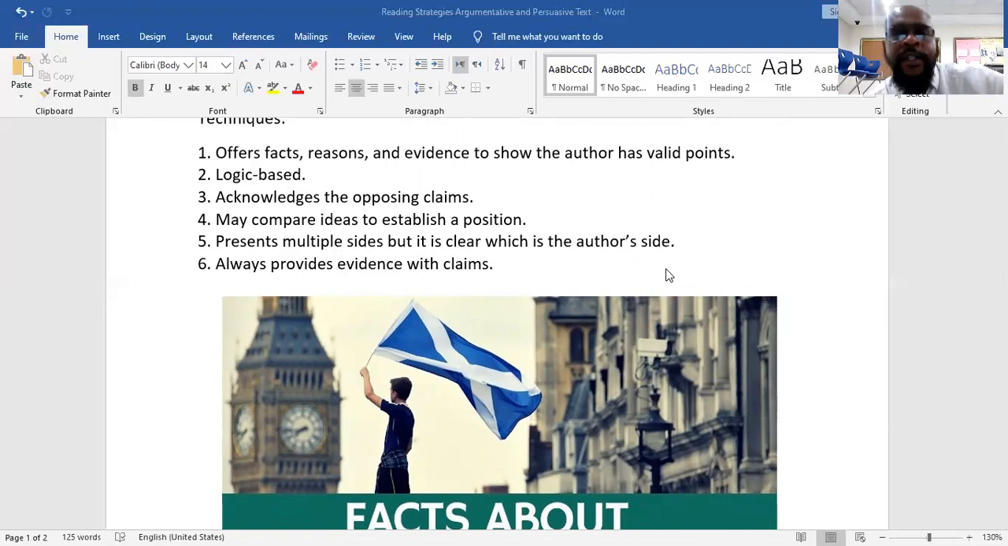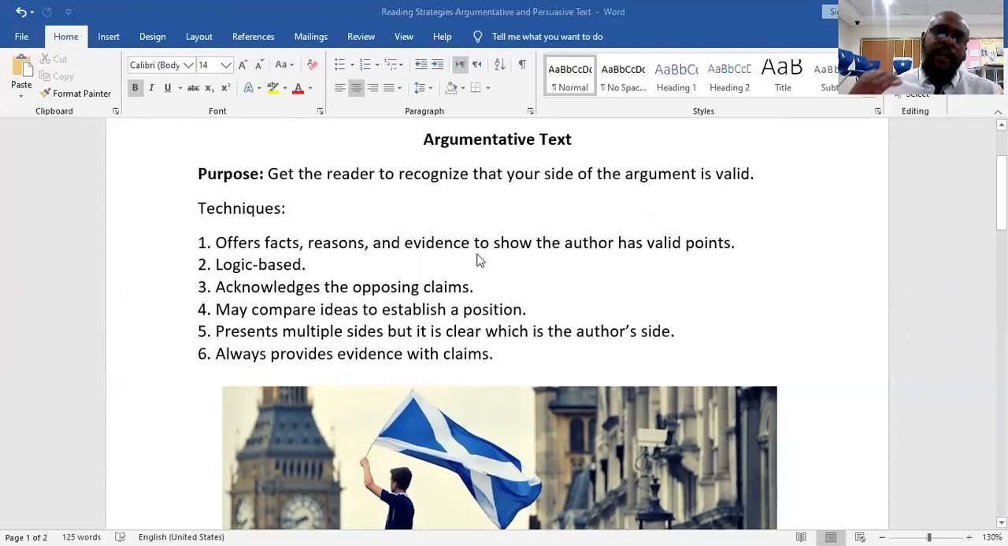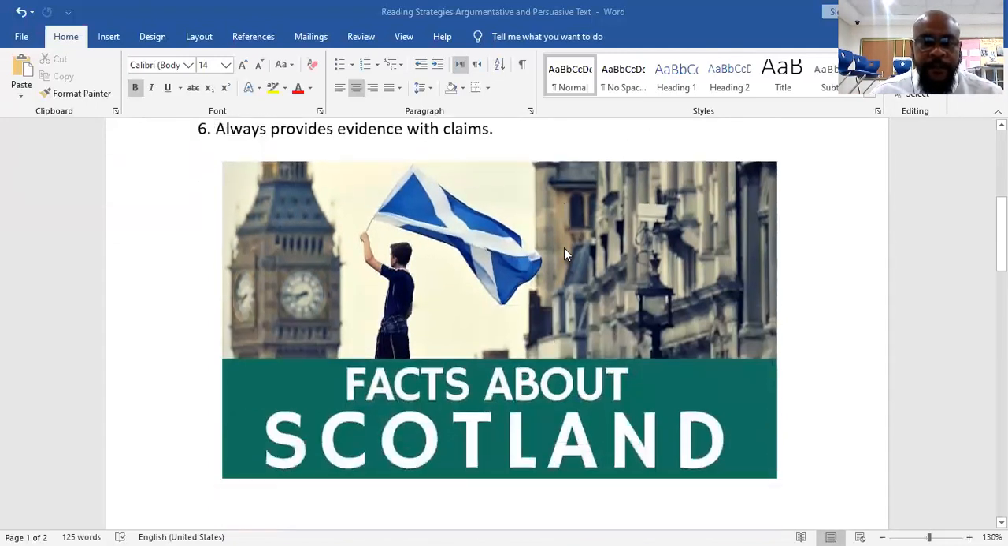Because it is logically based, when you see an argumentative text, it will make a claim and then support that claim with evidence, and then make a claim and then support that claim with evidence and proof and examples and real world examples. So that's what this number 6 means: it makes a claim and says, this is what we believe, but it will also support it with its own evidence.